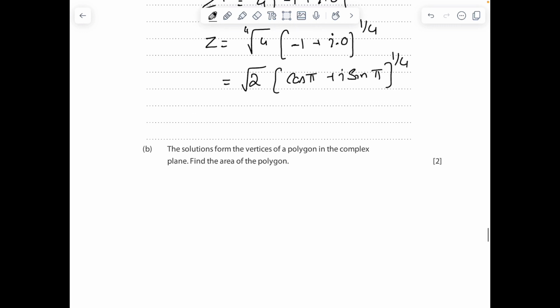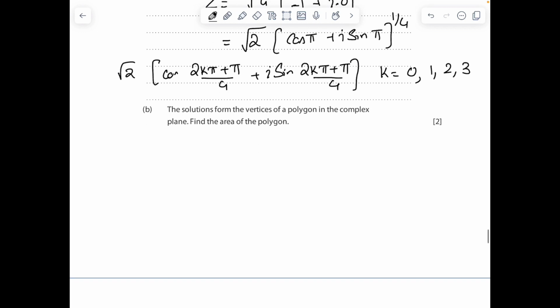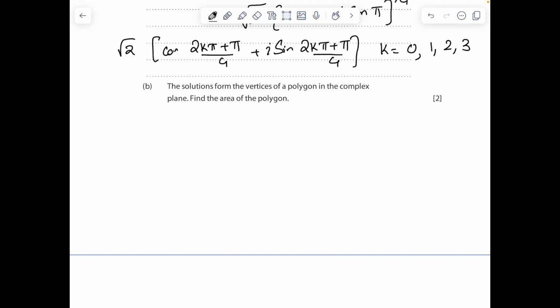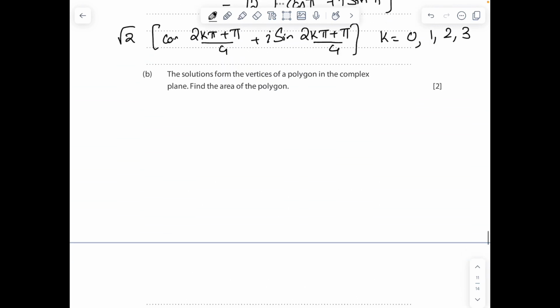So by De Moivre's theorem, it becomes root 2 [cos((2kπ + π)/4) + i sin((2kπ + π)/4)]. And what are the k values? Start from 0, 1, then 2 and 3. Start from 0 and go up to 3. So when I'm going to do that one, I'm extending into the next page also, so I'll come back to part B.